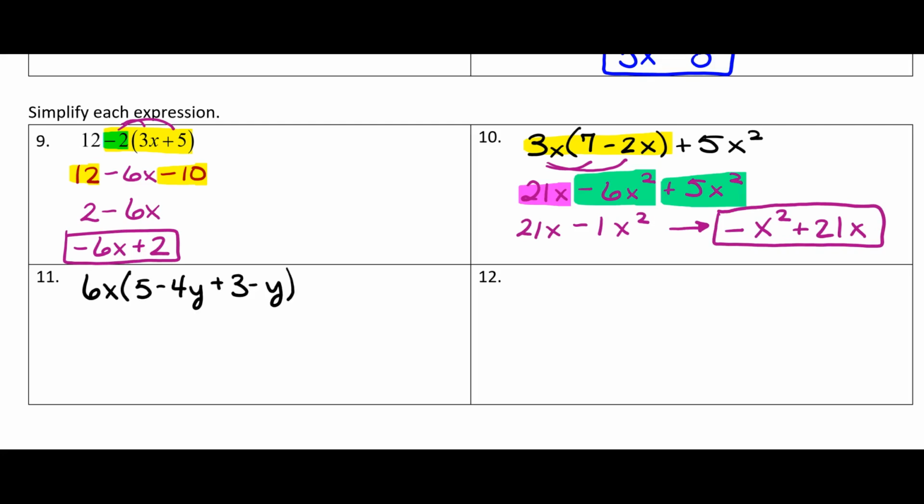All right, number 11. Now the only thing we have on this problem is distribution.